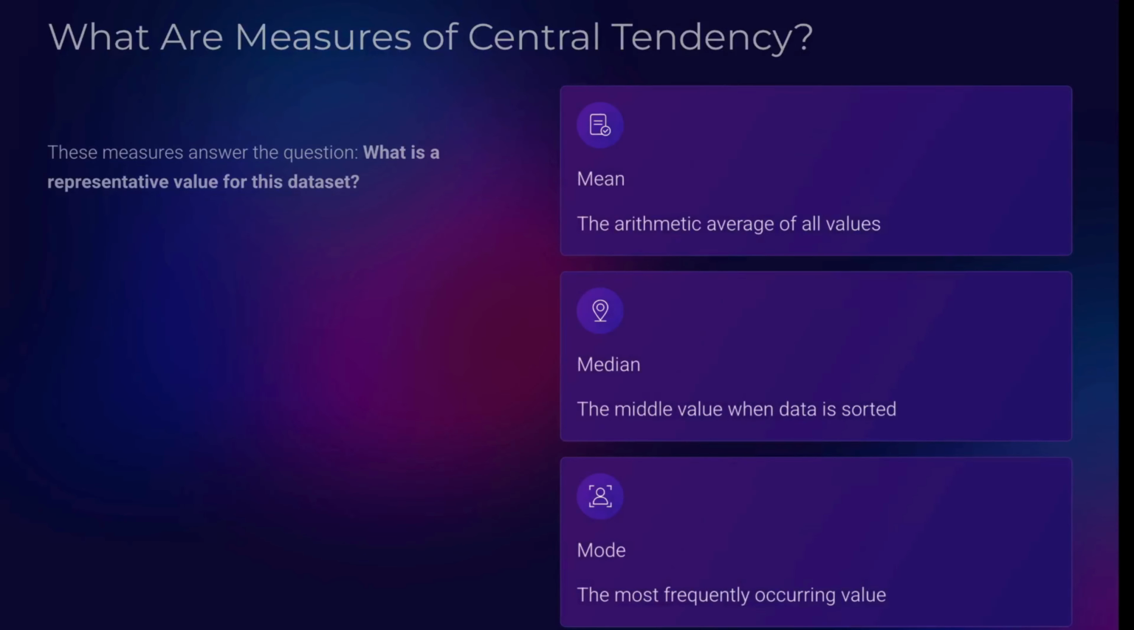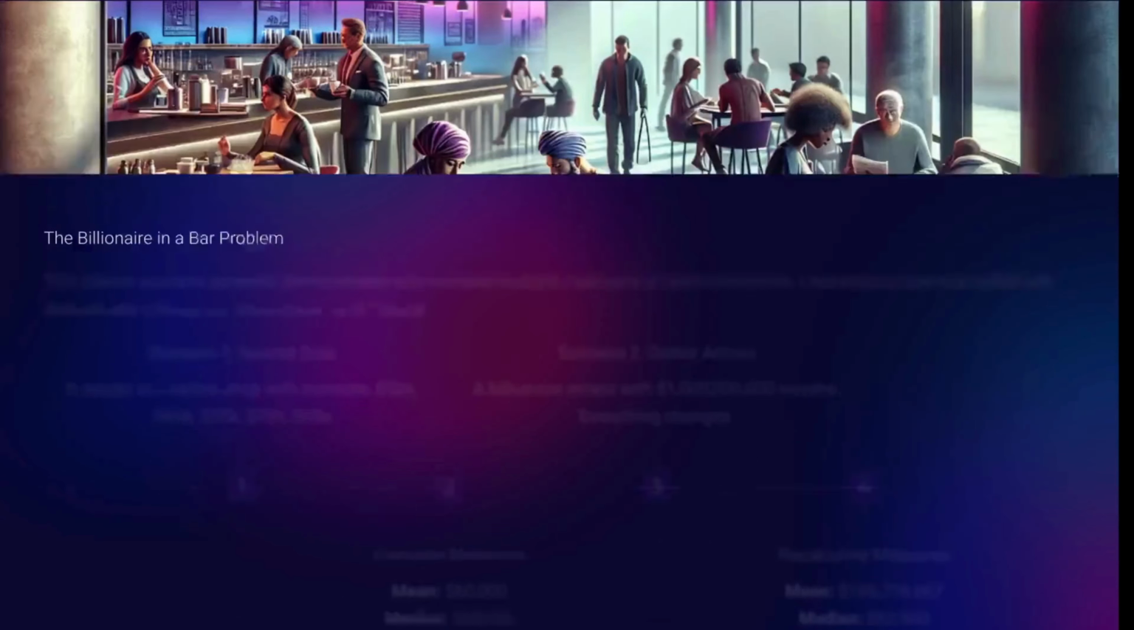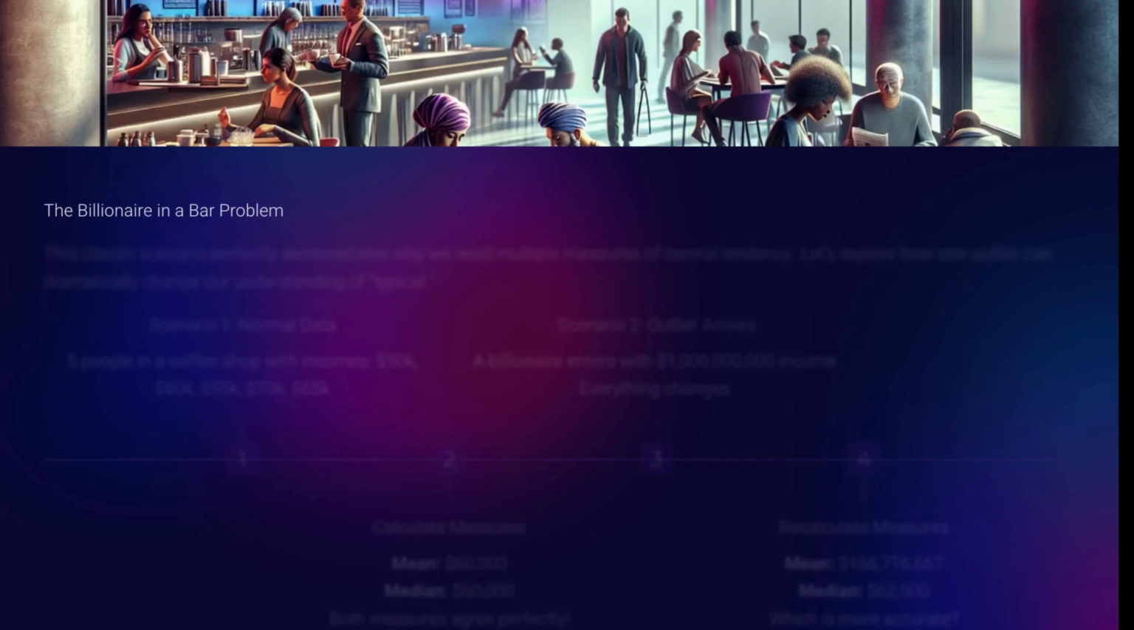Now, what are the measures of central tendency? Mean, median, and mode. Mean is the arithmetic value. Median is the middle value when data is sorted, and mode is the most frequently occurring value. I'm sure you might have heard this a lot of times, but you're going to be amazed how this is going to be used in data analytics.